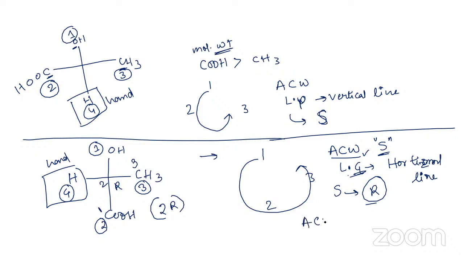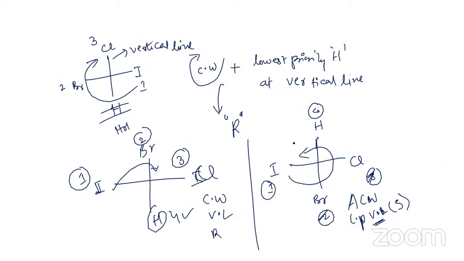Again, anti-clockwise rotation will usually show S configuration. But if the lowest group is at the horizontal line, then S will become what? R. Now, let me tell you again here.